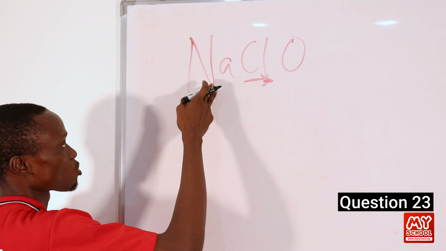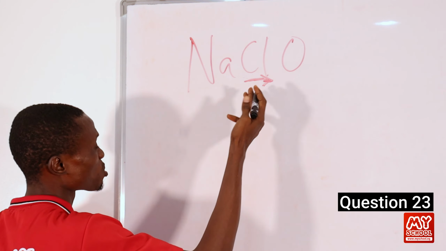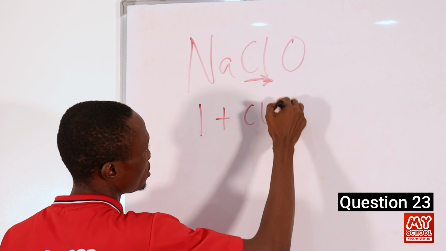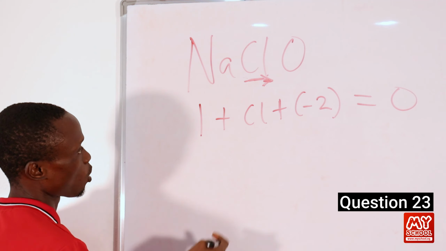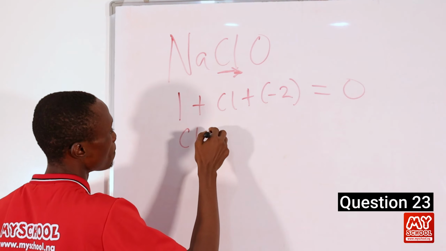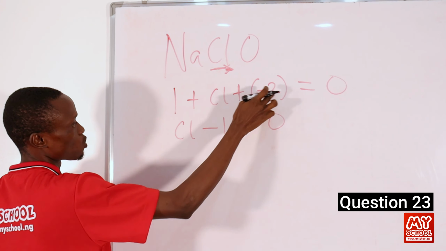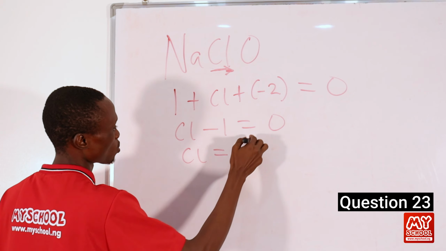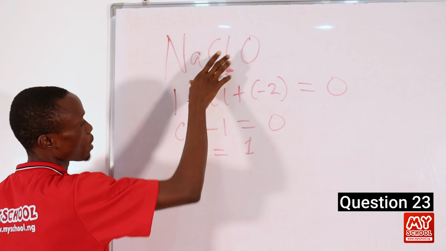Okay, we know that the oxidation number of sodium is +1. Then plus Cl, and that of oxygen is -2. Of course, everything equals 0, for a compound. Now in that case we'll be having Cl - 1 = 0, because 1 minus 2 will give us -1, so that Cl is equal to +1. The oxidation state of chlorine in this compound is +1.